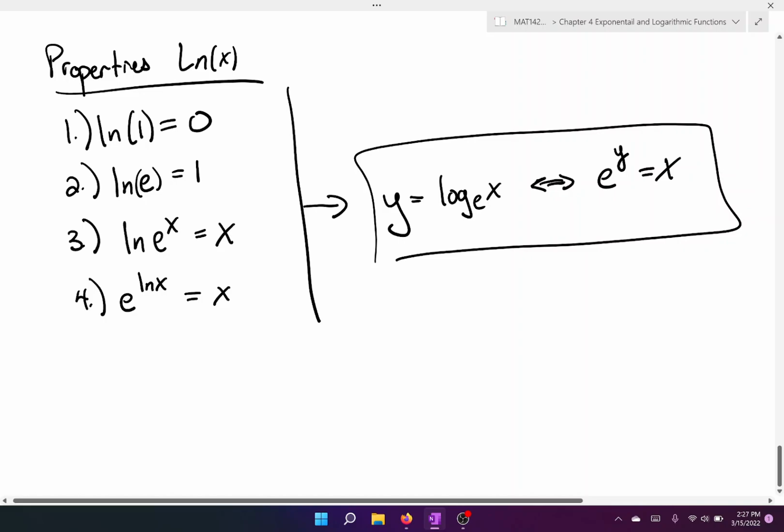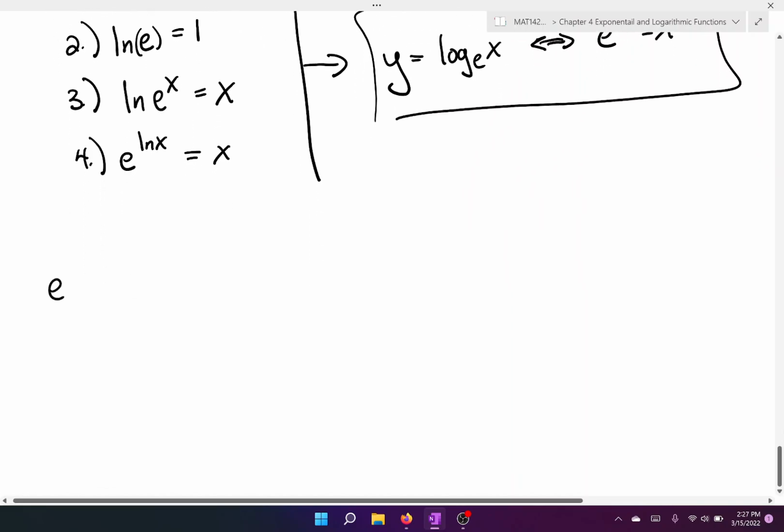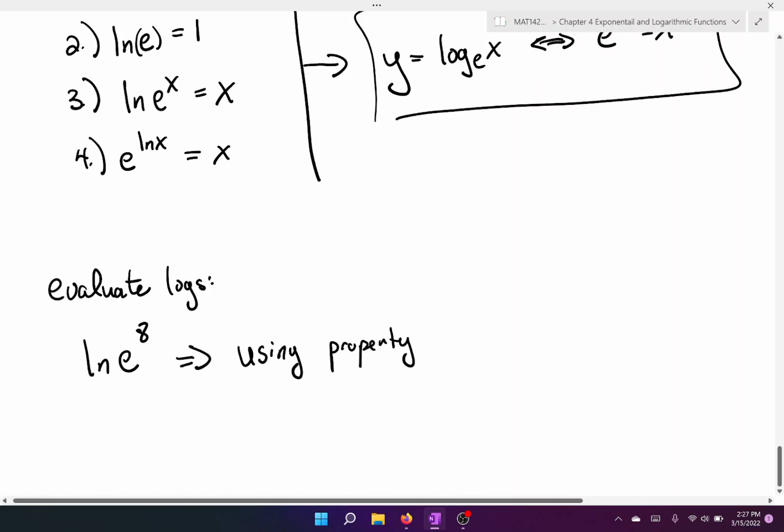All right? So if we wanted to, we can evaluate logs. Again, this time, we're going to evaluate the ln of e to the 8th. Now, using property 3, we get the ln of e to the 8th equals 8.